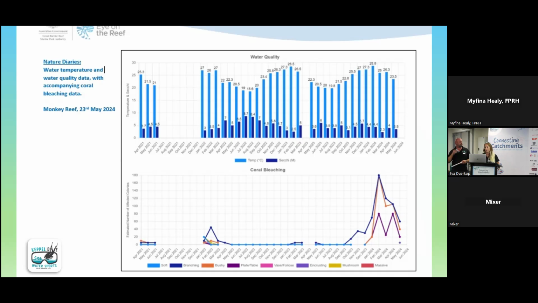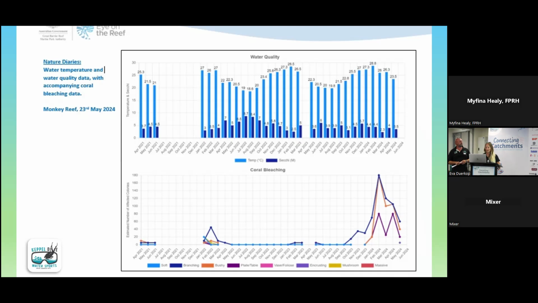So here we've got some of our nature diaries, which have been taken from our Tourism Weekly data. So in the top one, we can see our water temperature. In August 2022, we were about 18. And then in February 2023, we're at 28. And then you're seeing the lowest in August 23, around about 19. So we can see some of our data there.